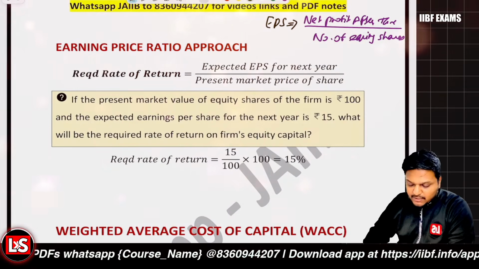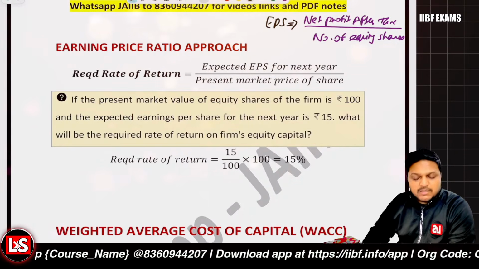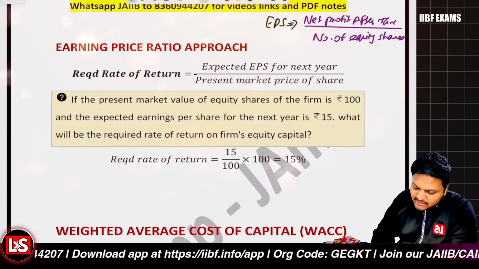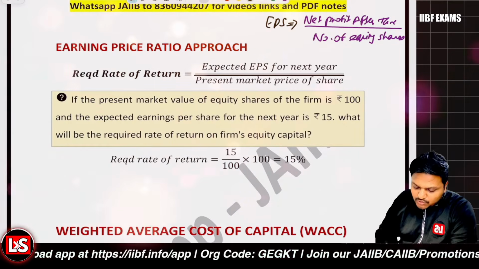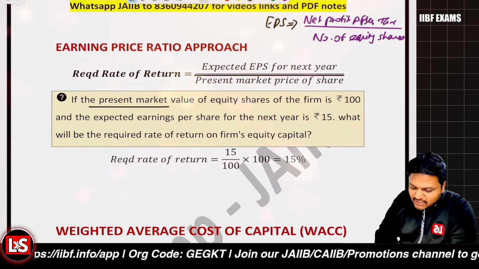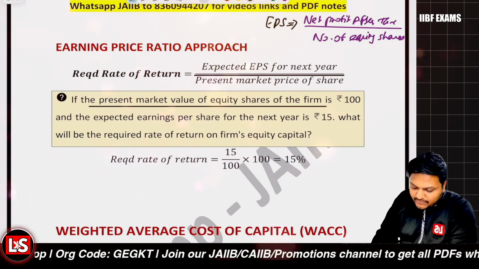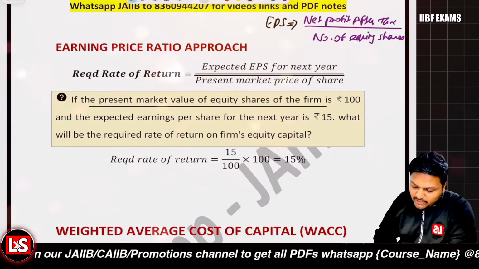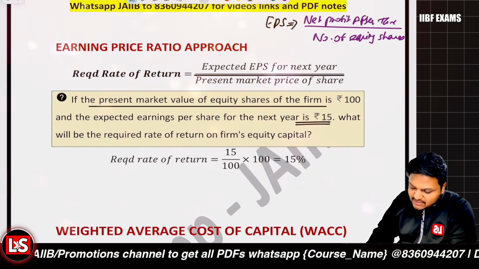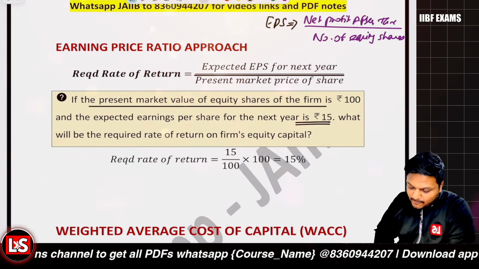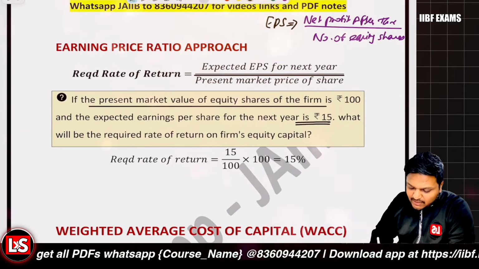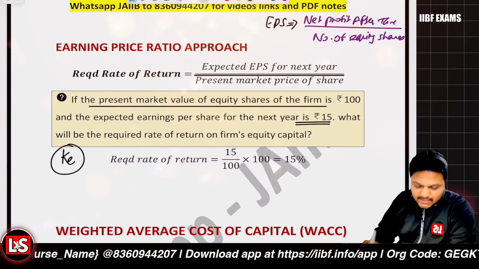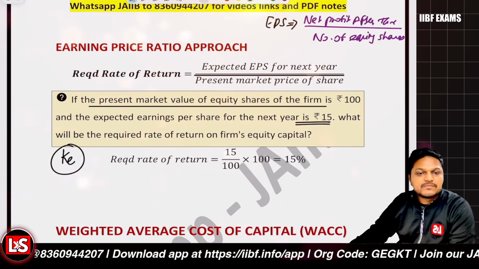Earning price ratio approach. So what will be the required rate of return? That will be the expected EPS for the next year divided by the present market value of the share. In the question it is given, the present market value of the equity share of the firm is rupees 100, that is the denominator, and the EPS for the next year is expected to be 15 rupees. So we can easily calculate the required rate of return, that is KE.